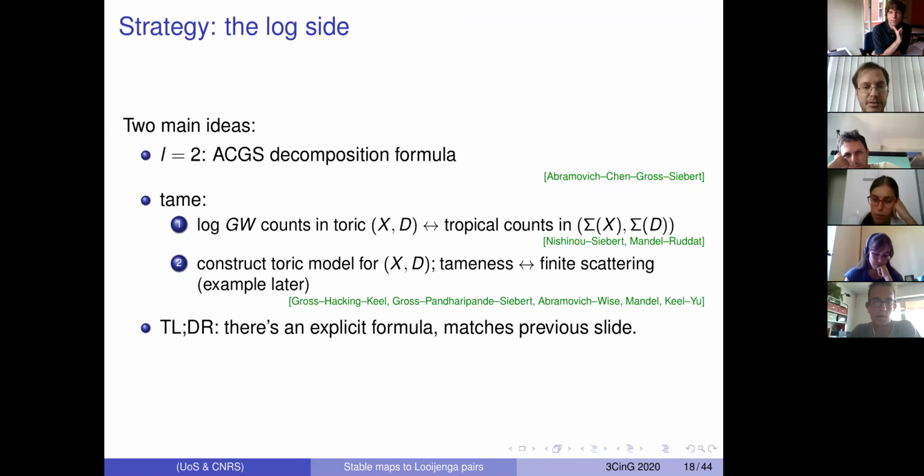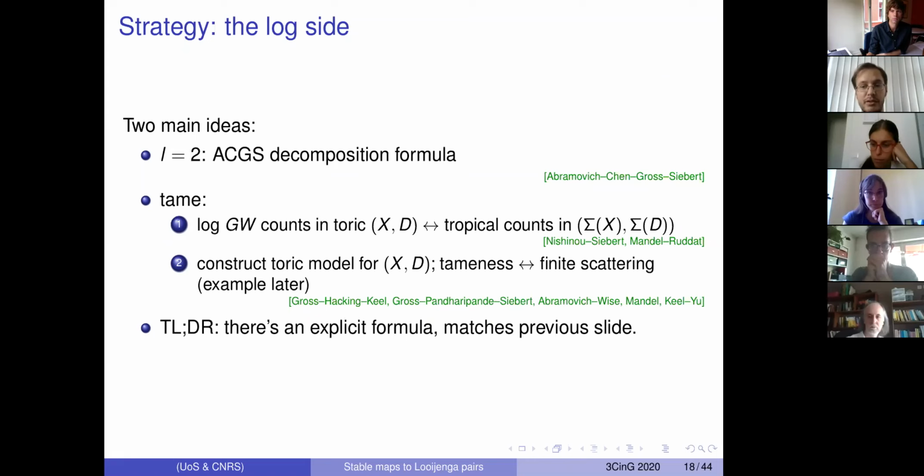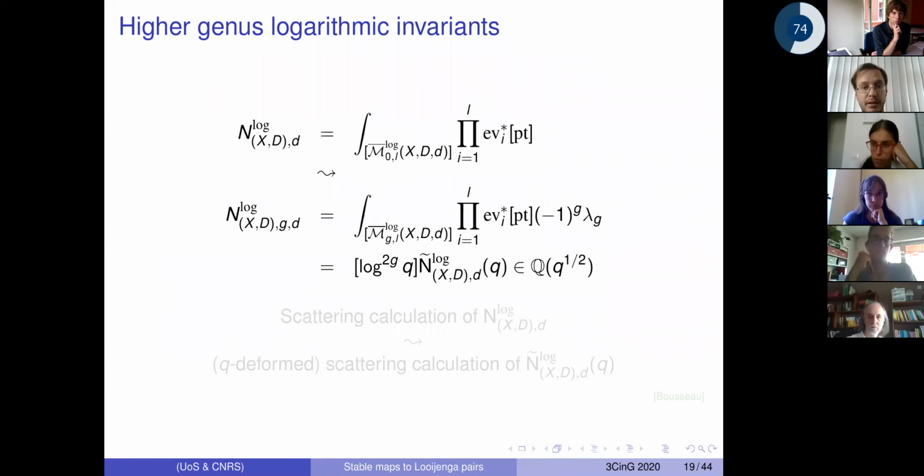So the story was all in genus 0. So at some point I was being careful to specify that I was only looking at counts of rational curves in all these various settings. But it turns out we can do better, at least on the log side. And it makes sense to consider, well, logarithmic invariants arising from moduli spaces in higher genus.